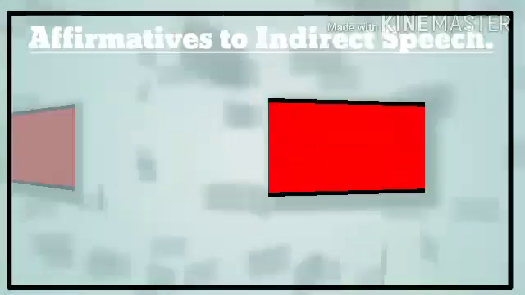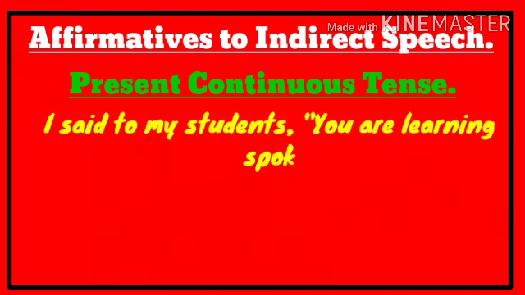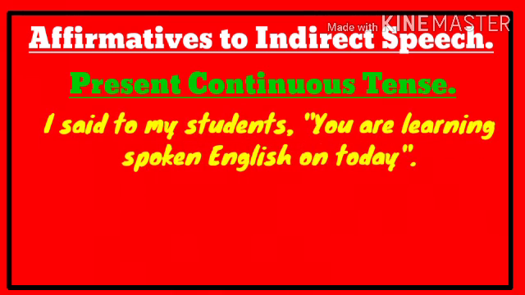Now let's see how to change a present continuous sentence to reported speech. Remember, as per the rule, present continuous tense changes to past continuous tense. See the example. I said to my students, quotation, you are learning spoken English today. Recognize or identify the subject, that is I, first person. Object is my students. Reporting verb said to.